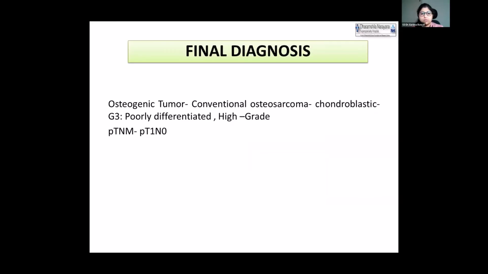So the final diagnosis was given as an osteogenic tumor, that is conventional osteosarcoma, chondroblastic variant, grade 3, poorly differentiated, high grade. And according to the TNM staging, it was staged as pT1 N0. N0 because the clinician had submitted right level 1B lymph nodes along with that, because the lymph nodes were enlarged in size on the imaging, but the lymph nodes did not show any metastatic deposit. And also the largest size of the tumor was less than 8 centimeters. So it was categorized as pT1 N0, and the patient did not receive any neoadjuvant treatment.